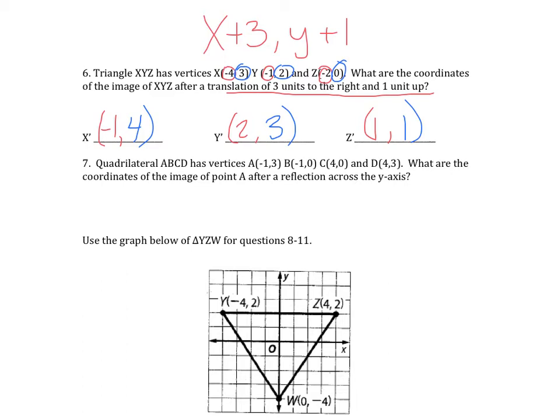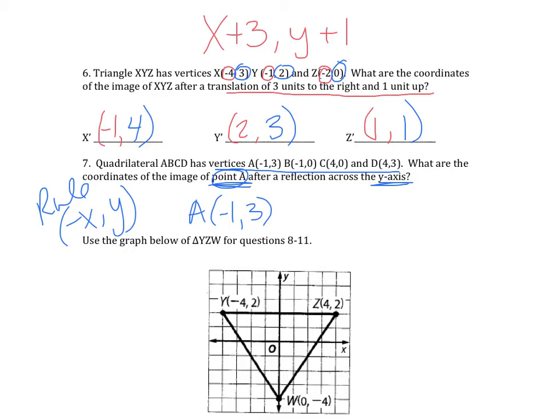Next one, this has this vertex. What are the coordinates of point A after a reflection across the y-axis? So our rule for if you go across the y-axis is negative x, y. That was like the weirdest x I've ever written. Sorry about that. There you go. So looking at point A, originally it's negative 1, 3. So if I do the opposite of what's there, the opposite of negative 1 is positive 1, and my y stays the same. So this would be my new point.